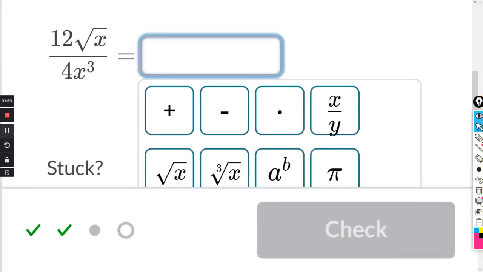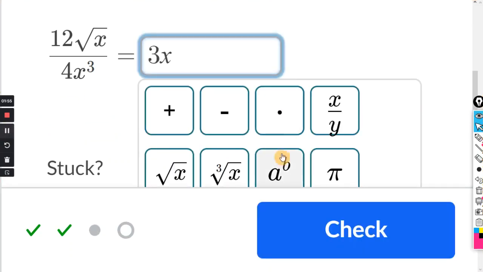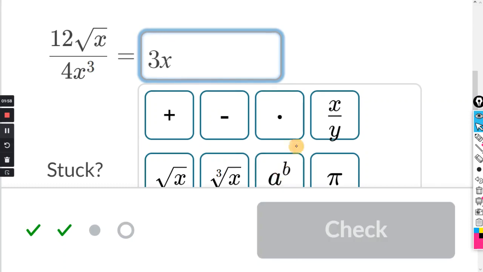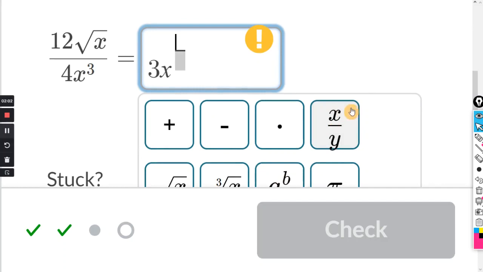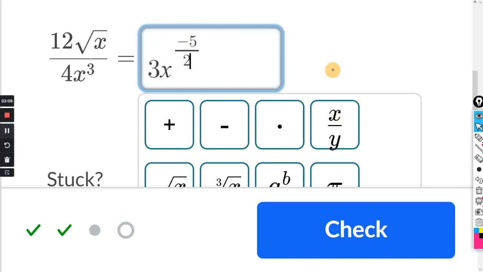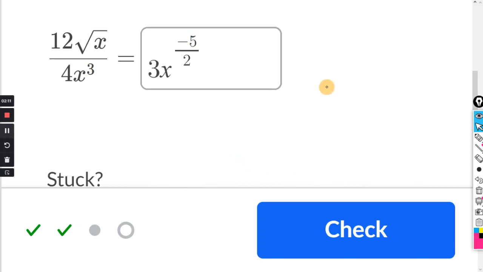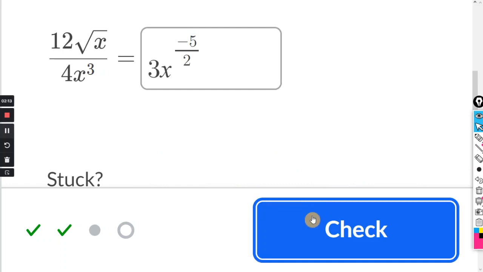So click in the box, type 3x. This is the exponent button, and this is the fraction button. The exponent's going to be a fraction. I'm going to type negative 5 in the numerator, hit tab and type 2. So the exponent on x is negative 5 halves.